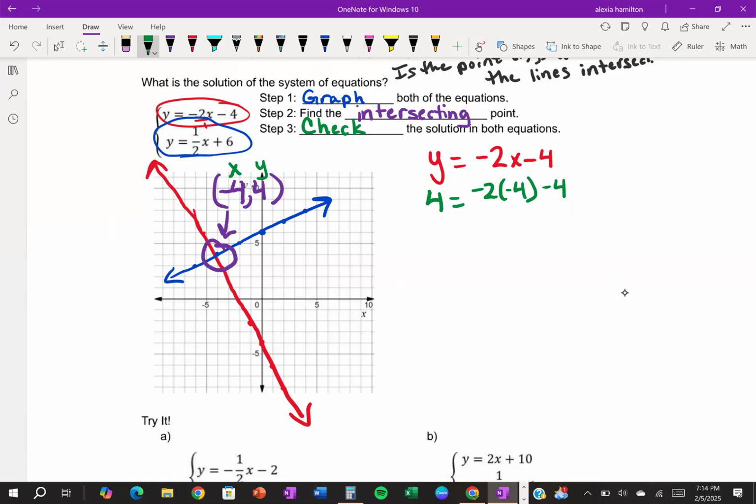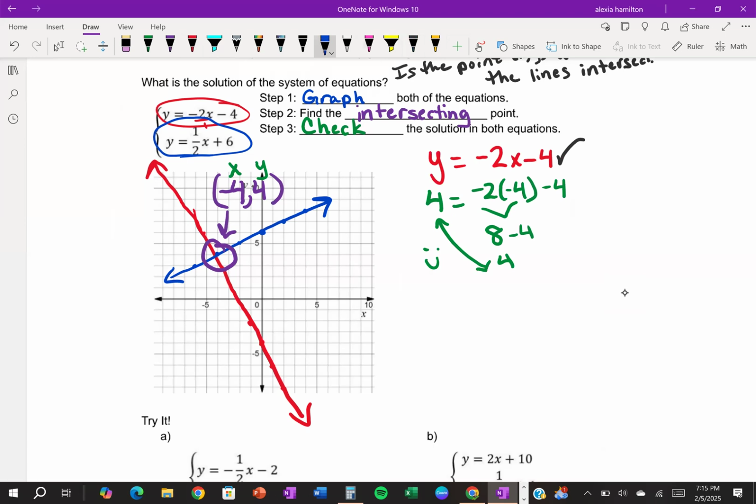So I do my order of operations. -2 times -4 is +8. 8 minus 4 is 4. Hey, they match. Smiley face. So that works for the first one. It checks. Let's try it in our second equation.